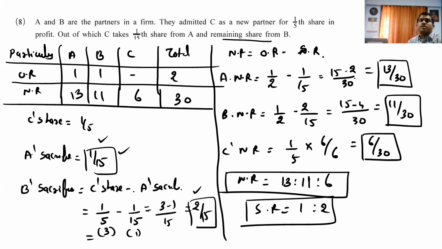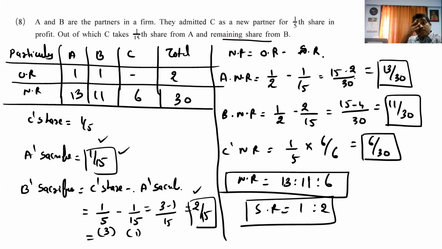So C's share comes to 1 by 5. A sacrifices how much? 1 by 15. So B's sacrifice comes to us C's share minus A's sacrifice. That is 1 by 5 minus 1 by 15. So LCM, 3 minus 1. Finally comes 2 by 15. Then comes the new ratio. What is the formula? Old minus sacrifice.